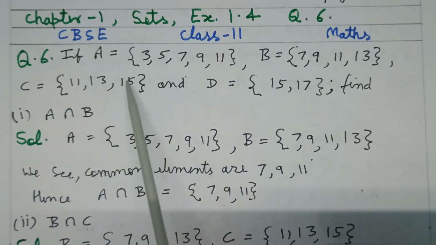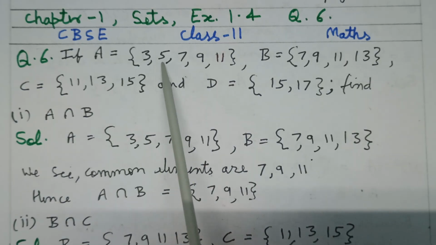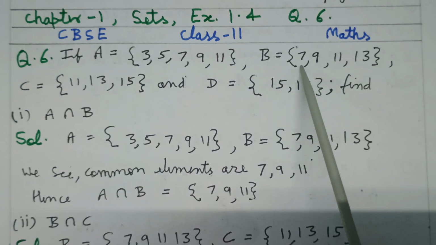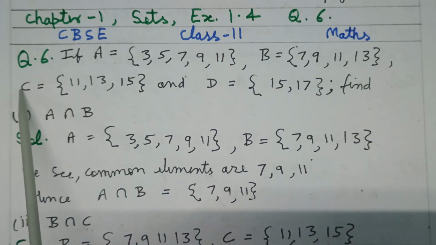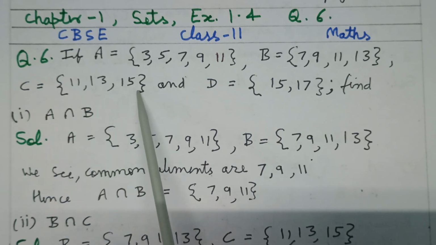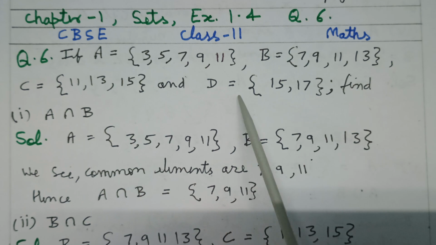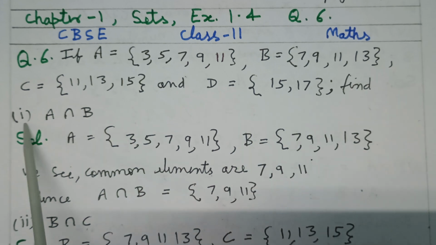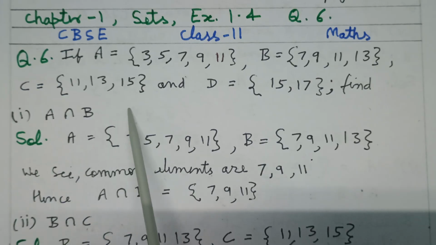If A is equal to the set of elements 3, 5, 7, 9, 11 and B is the set of elements 7, 9, 11, 13 and C is the set of elements 11, 13, 15 and D is the set of elements 15, 17. Find first part A intersection B.